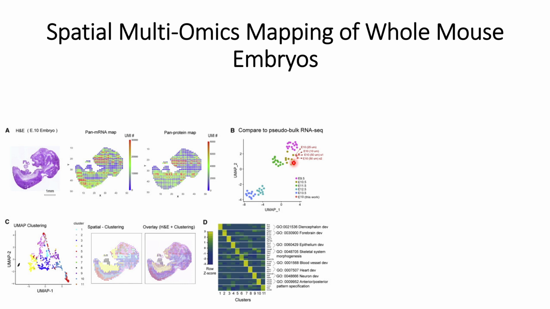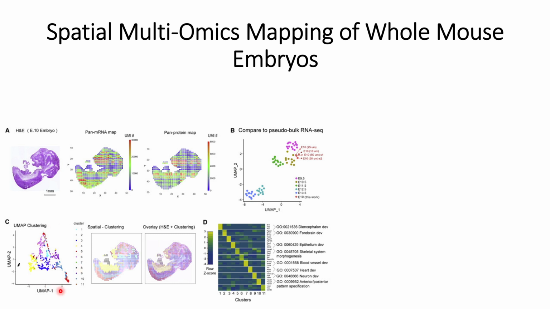And thereafter they compared the mouse embryo results with the bulk RNA-seq data of other mouse embryos at other stages, and they can see that the pseudo bulk RNA-seq data of E10 from DBiT lies between the RNA-seq data of E9.5 and E10.5. So this further substantiates the point that their results from the DBiT are comparable to the other RNA-seq data.